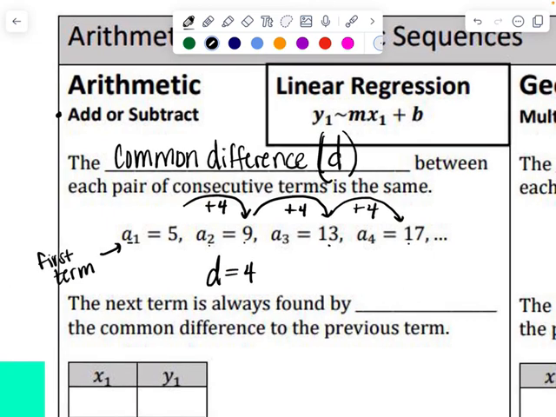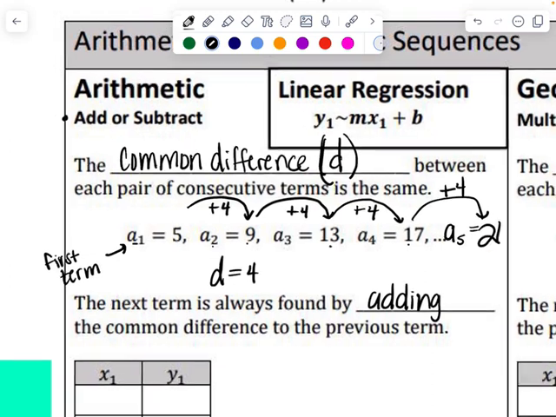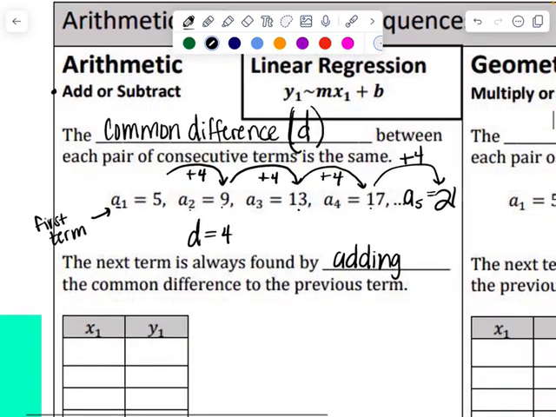And I can see that the next term is found by adding in that difference. So if I want to figure out what a5 is, I would still do the same thing. I would take that number and add 4, so I can know that a5 should be 21. So that's my arithmetic sequence when I'm adding or subtracting to get to the next number.